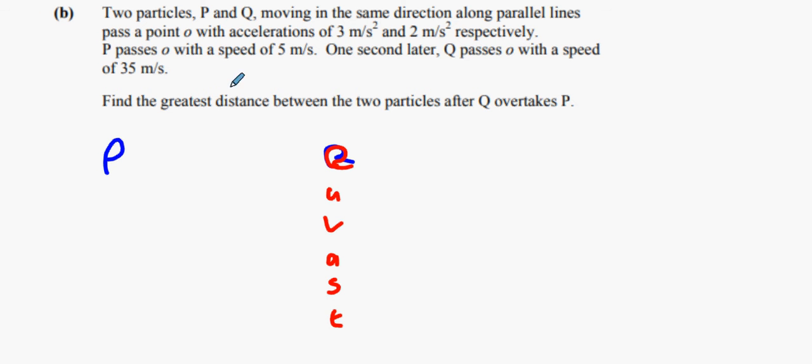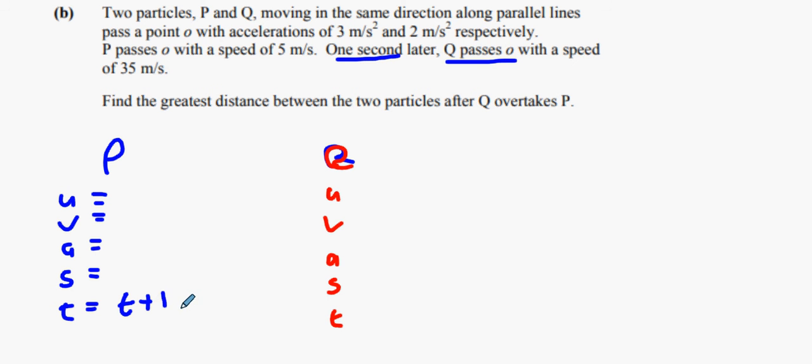It should be in the description of the question. Come on, which one's travelling longer? 1 second later, Q passes O. This means P is already gone. So, P should be T plus 1, and Q should be T. Everybody okay with that?